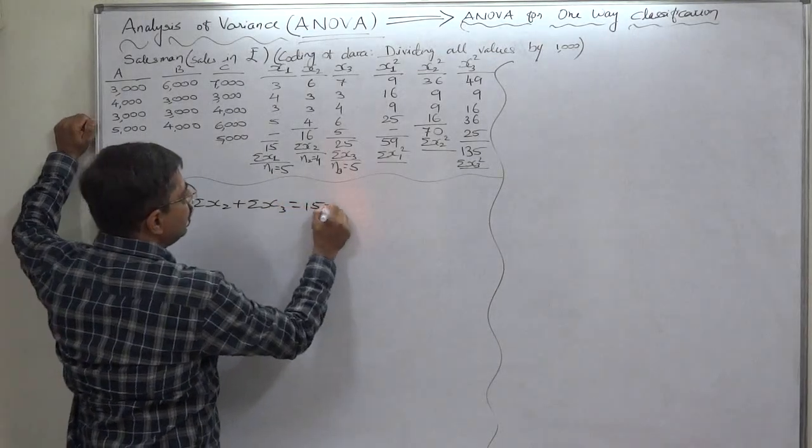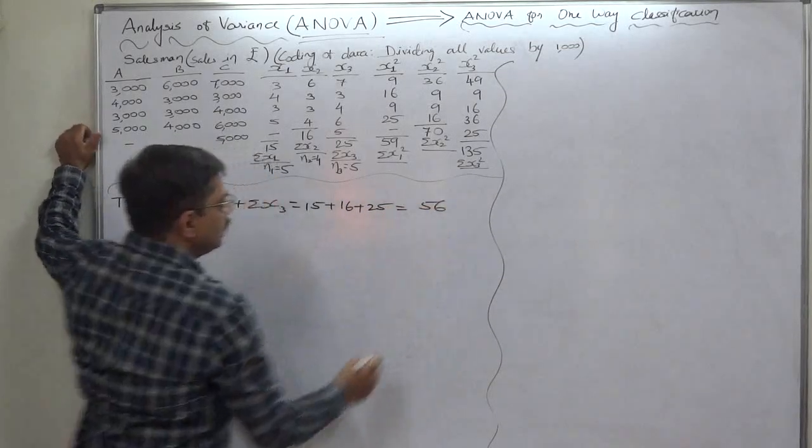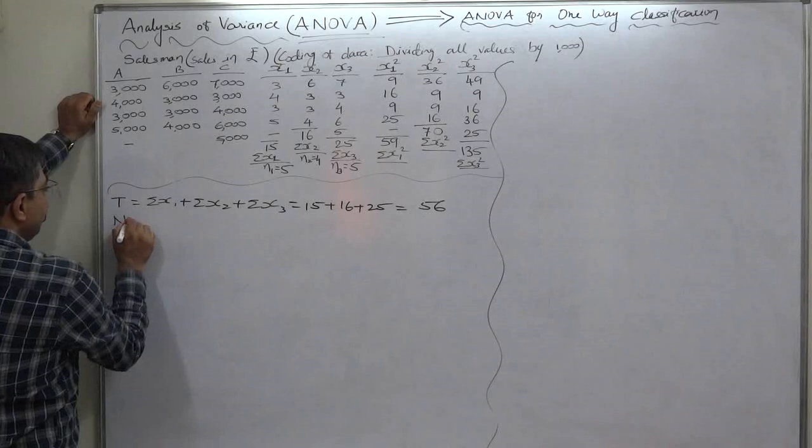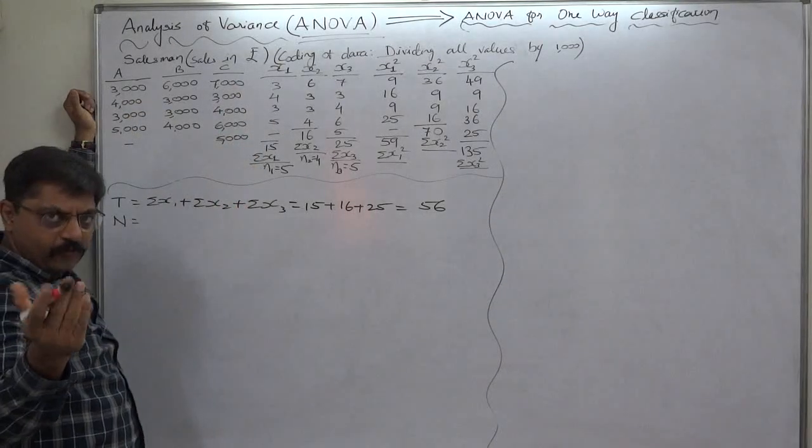Here it is 15 plus 16 plus 25, so it comes to 56. Another item we need is N. N means total number of units. 14 calls, so there are 14 units.